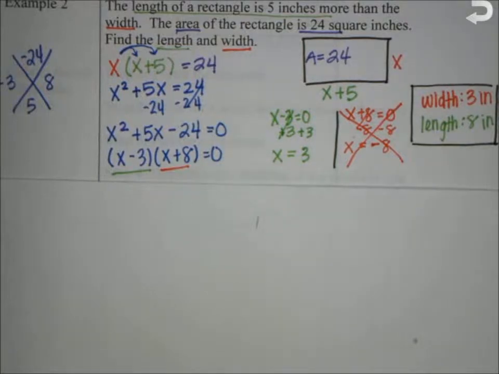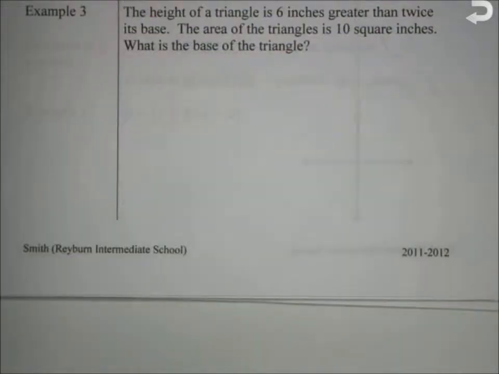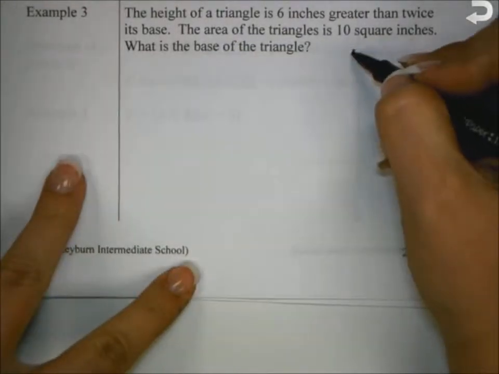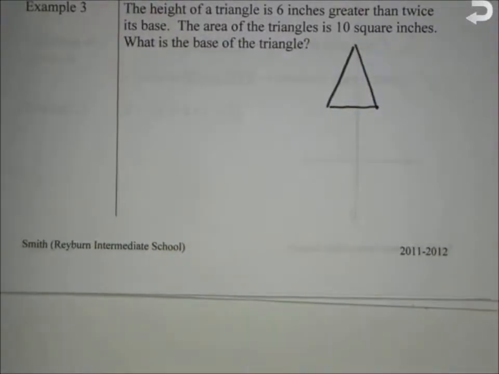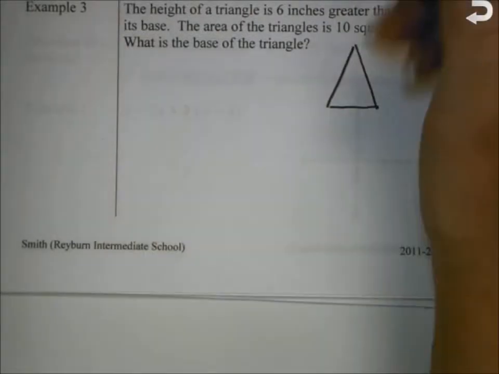The height of a triangle is 6 inches greater than twice the base. So what do you think I'm going to do here? Definitely draw a picture. There's one side that's completely gone. It's harder. Okay, the height. So that means from the very tippy tip down to the base, right?